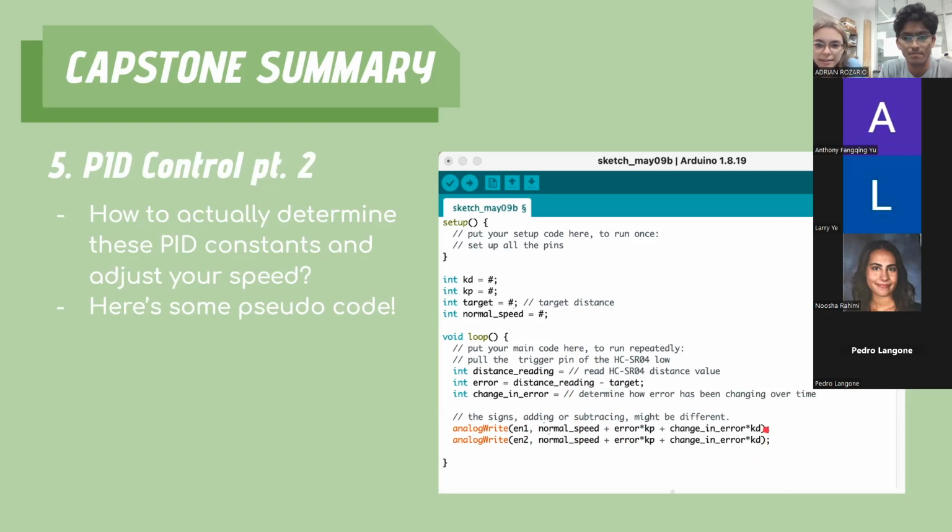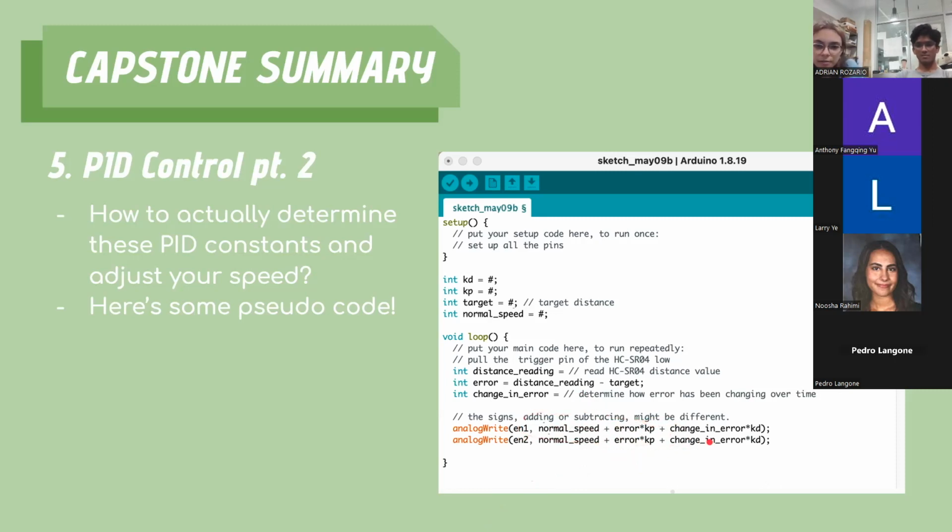But as you can notice, KD, which is the derivative, is not going to be the same as KP. For KP, you simply add, and the error will determine whether it's positive or negative. You can change how you record or calculate the error, but intuitively, let's say the error is positive, that means you're too far away and need to speed up, so you add. If the error is negative, meaning you're too close, you subtract from the normal speed, and that makes it slow down.